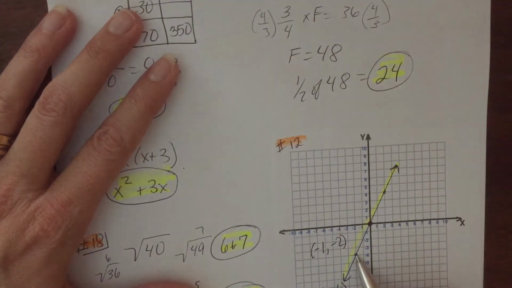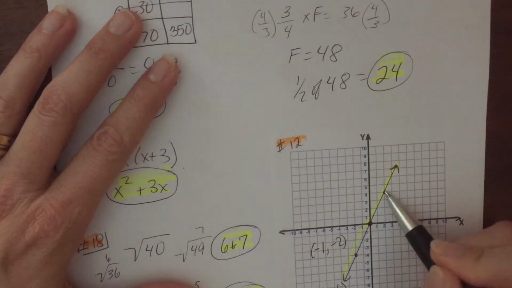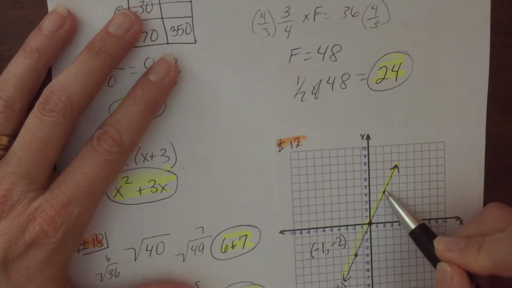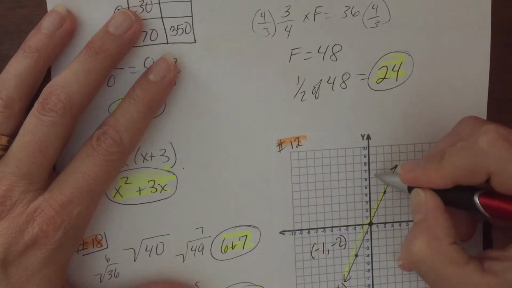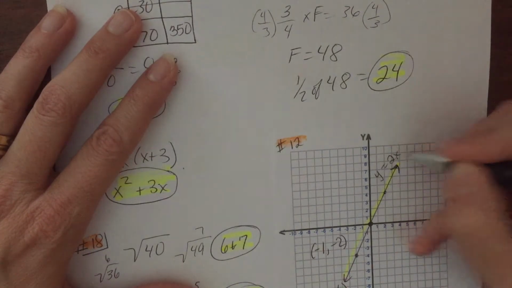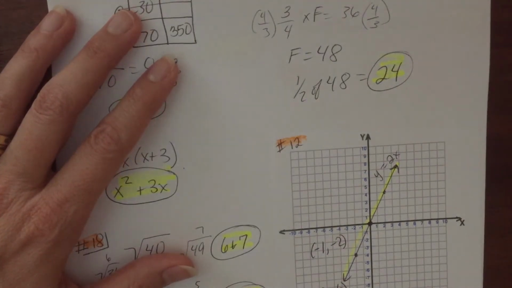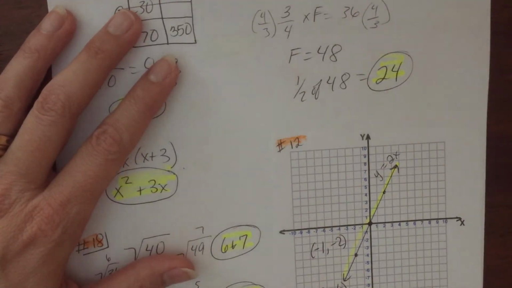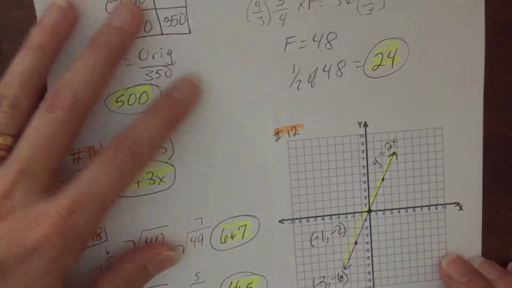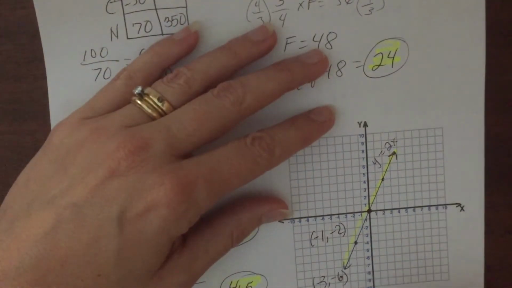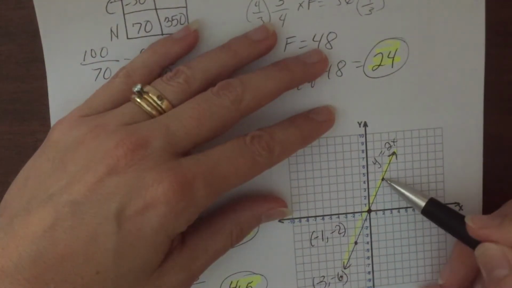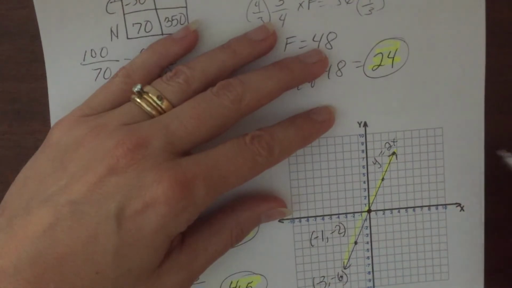Number 12 says that the ordered pairs 0, 0, -2, -4, and 2, 4 make a straight line, okay? And this line is the graph of y equals 2x. So they ask us to graph the line, and then they want us to find a point in the third quadrant that also satisfies the equation. That means it's also going to be a point that's on the line, just like 0, 0, 2, 4, and -2, -4 are on the line.